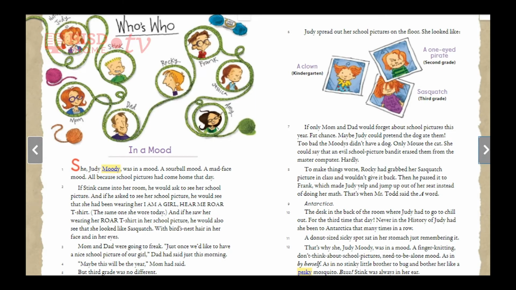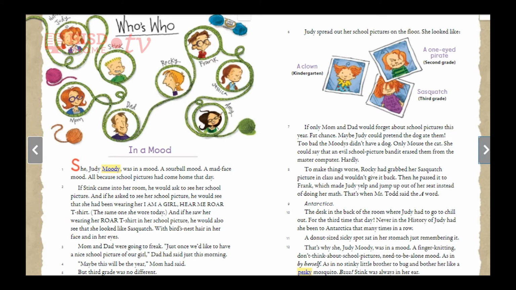Who's who? Not so moody, Judy. Stink, Mom, Dad, Rocky, Frank, Jessica, Amy. In a mood. She, Judy Moody, was in a mood. A sourball mood. A mad face mood. All because school pictures had come home that day.